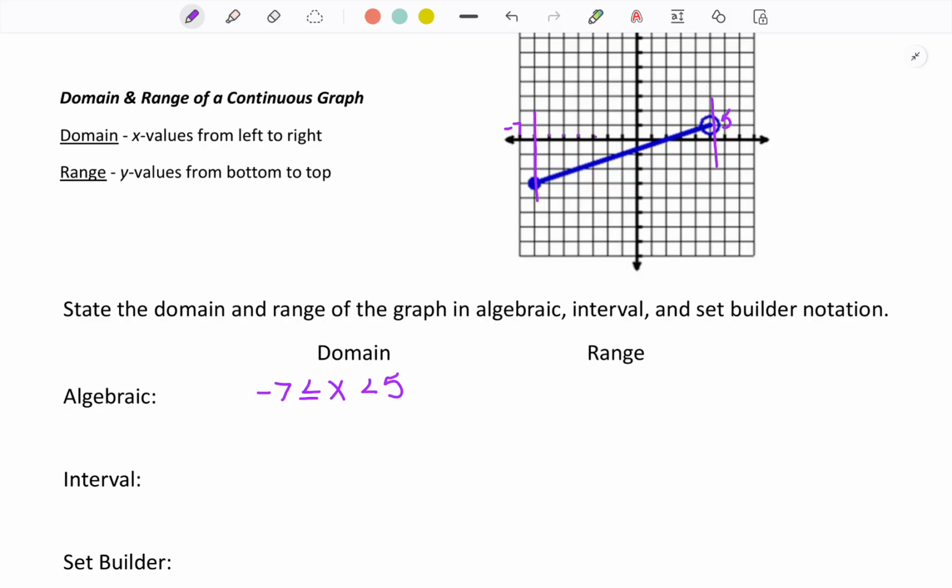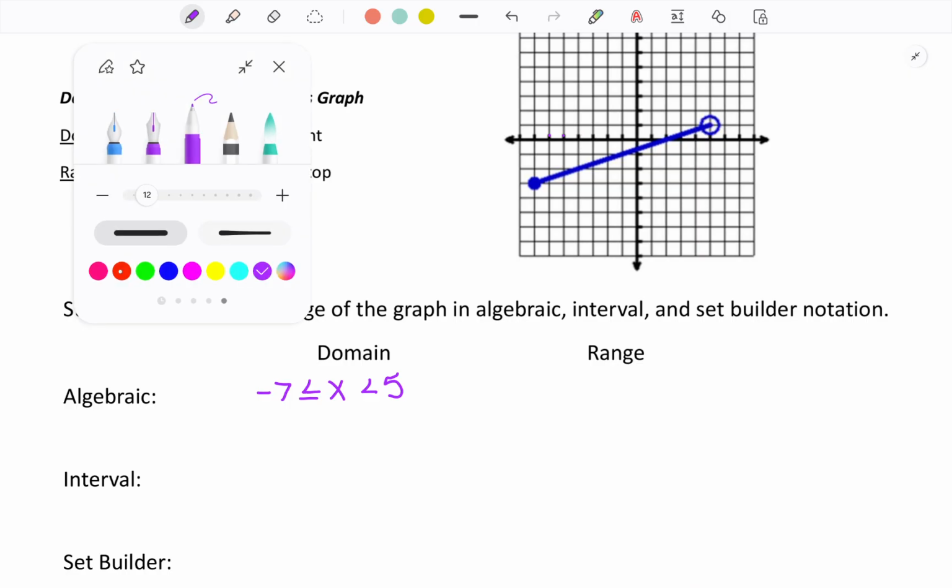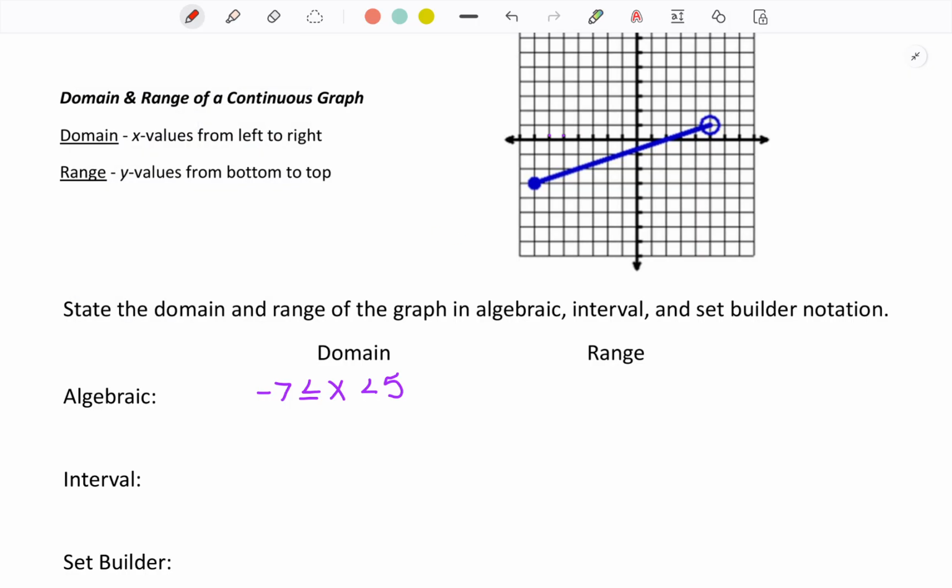And then for range, we are now looking at how far down we can go and then how far up we can go. So we're going down to -3 and we are going up to 1. So our range is going to be -3, which is less than or equal to y, which is less than 1.